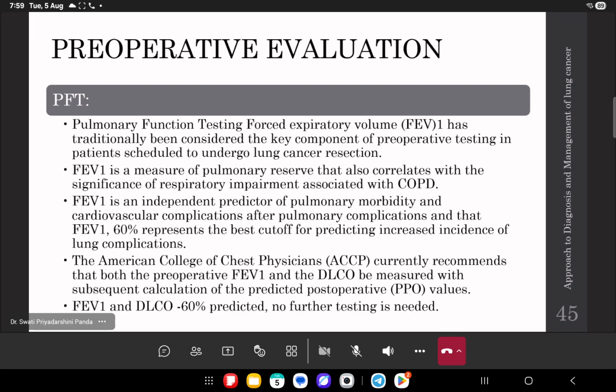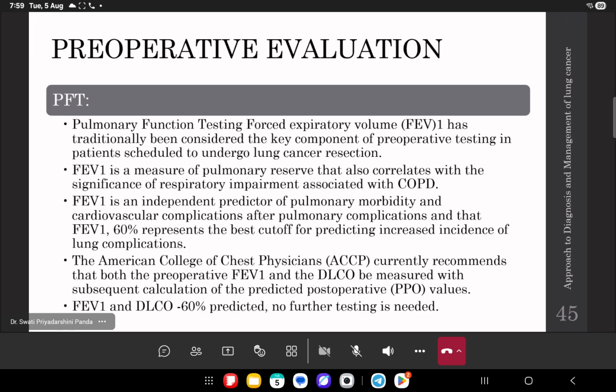Preoperative evaluation includes PFT. It includes forced expiratory volume, FEV1. It has traditionally been considered the key component of the preoperative testing in patients scheduled to undergo lung cancer resection. FEV1 measures pulmonary reserve that also correlates with the severity of respiratory impairment associated with COPD. FEV1 is an independent predictor of pulmonary morbidity and cardiovascular complications after pulmonary resection, and FEV1 of 60% represents the best cutoff for predicting increased incidence of lung complications.